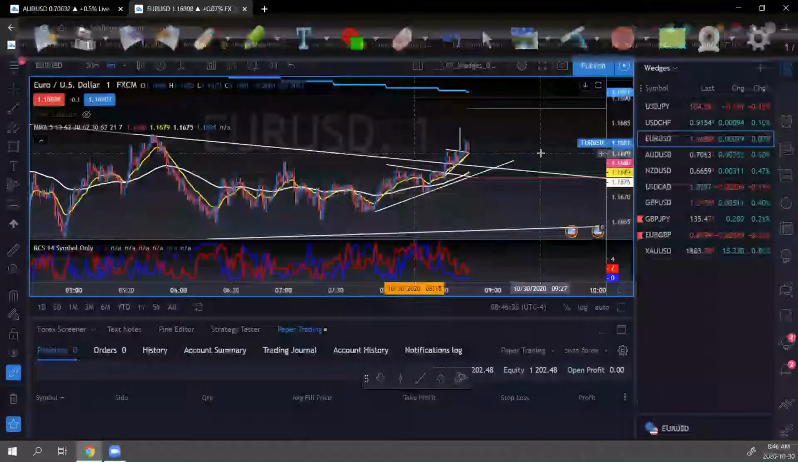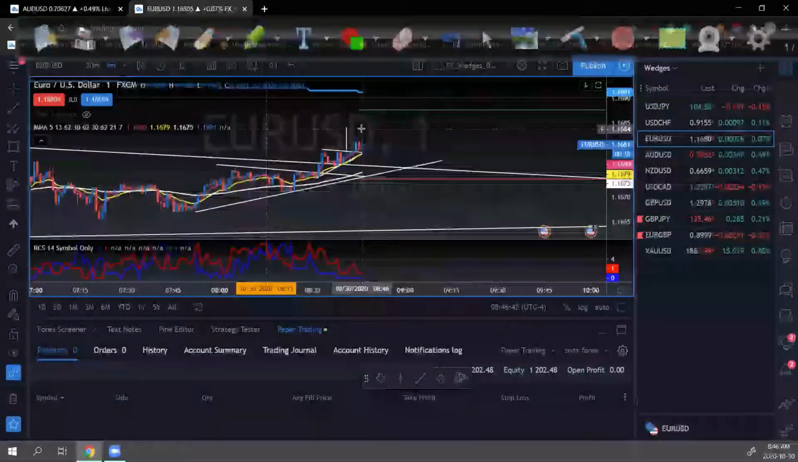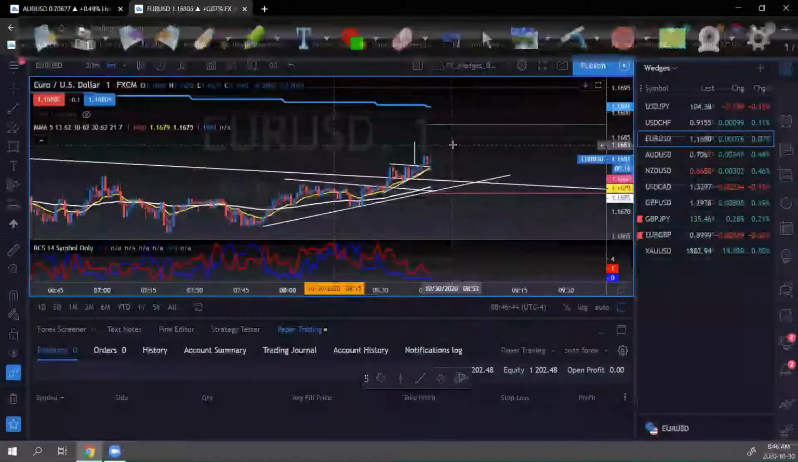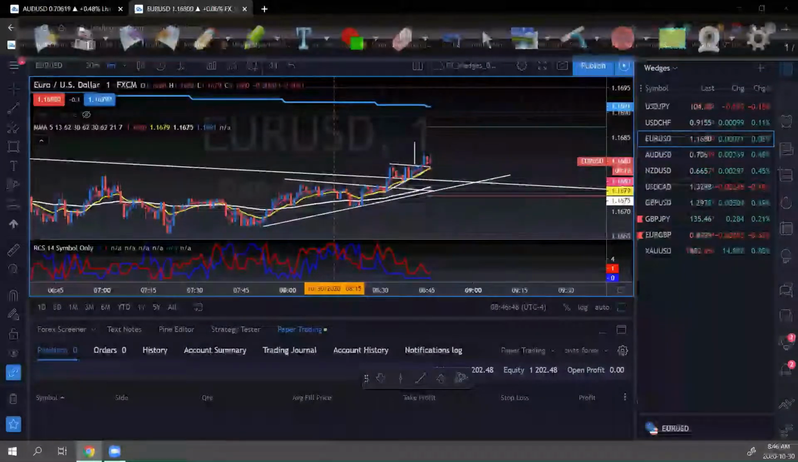Okay, so I got into the Aussie. Good. Let me have a look at what it's doing. I got in on a buy, and I got in at 70589. And it's going up.